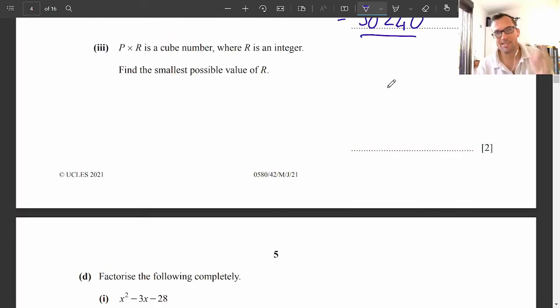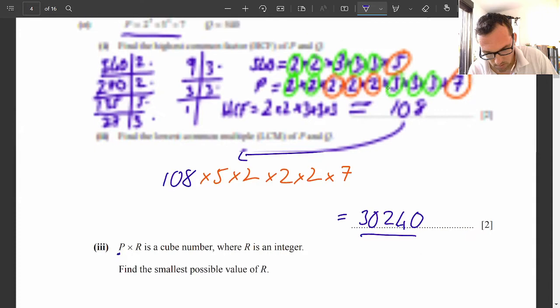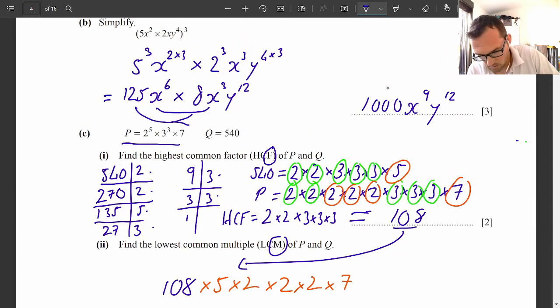Question 3C, part 3. Now this is the kind of question the examiners put in the exam to make sure nobody gets full marks. Very few candidates got this right, but let's have a look. It tells us P times R, and the first thing we need to remember is we already know what P is. They've given us P over there. Let's write it down.